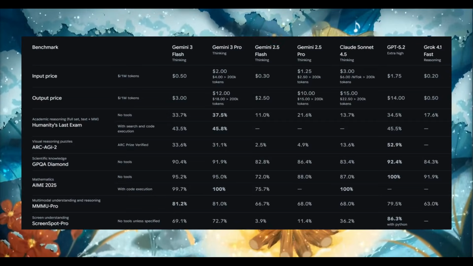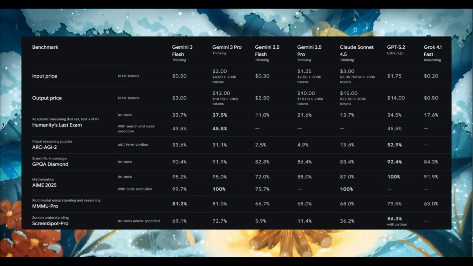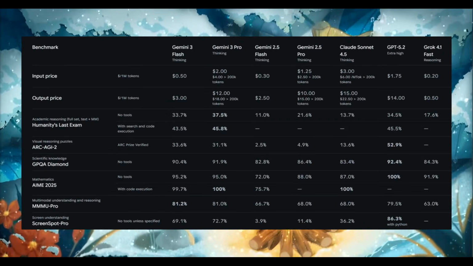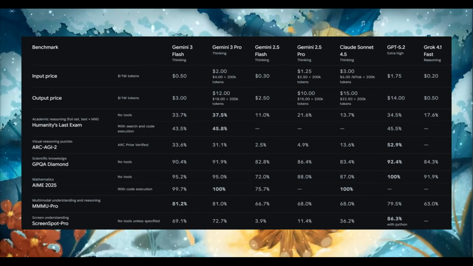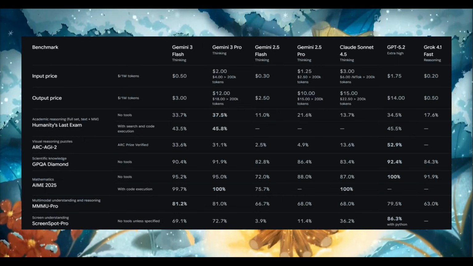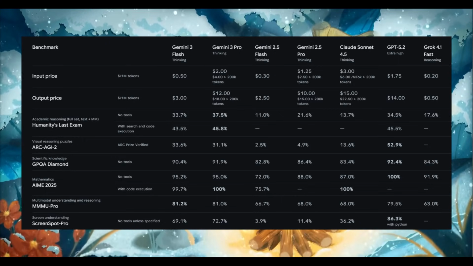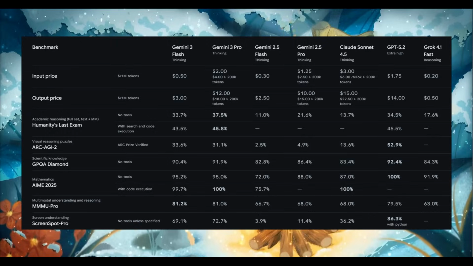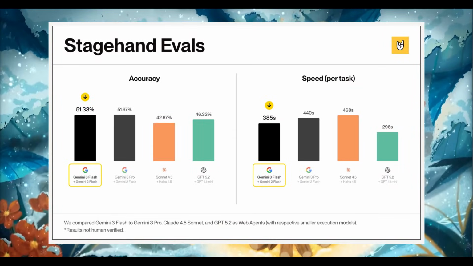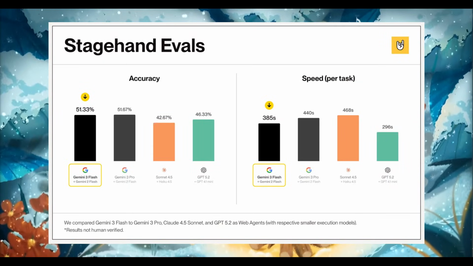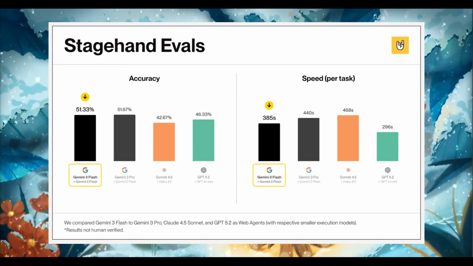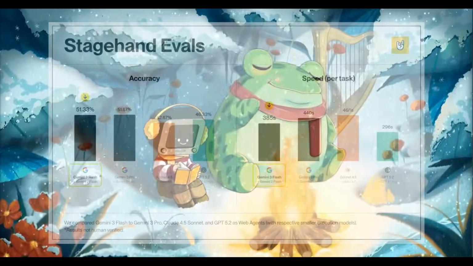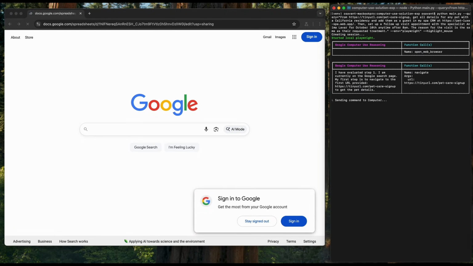For example, the Gemini 3.0 Flash scores an 81.2% on the MMMU Pro, a leading multimodal understanding benchmark, and a 69.1% on the screen understanding benchmark, putting it ahead of many top-tier proprietary models. On Stagehand's evaluation, it ranks first overall, proving to be both the most accurate and fastest model when measured by speed per task. Just take a look at the computer use agent in action.